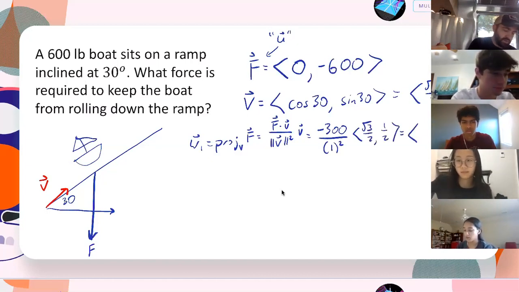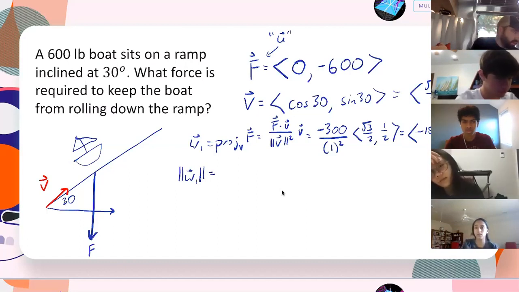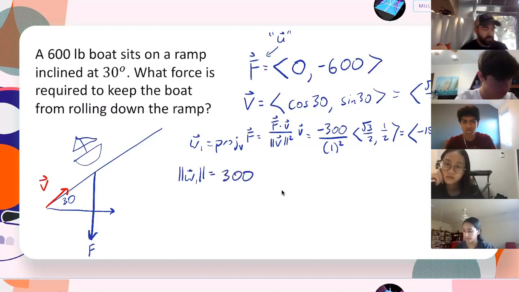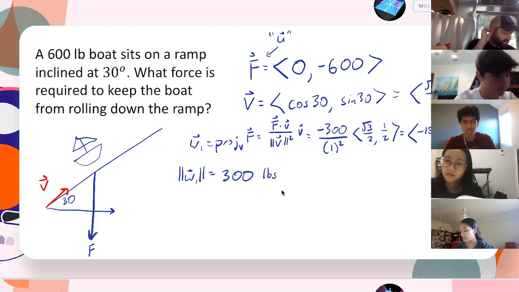So we have negative 150 root 3 and then negative 150. And if we find the magnitude of that, that's how much of the 600 pounds is actually pulling down the ramp. So if we found the magnitude of that thing, it will end up being 300. If you have a calculator, you can use a calculator if you want on bigger stuff like that. But 300 pounds. So out of that 600 pounds, only 300 is pulling down the ramp.